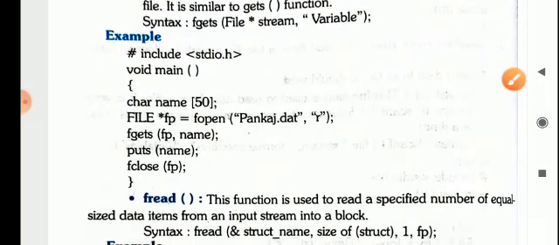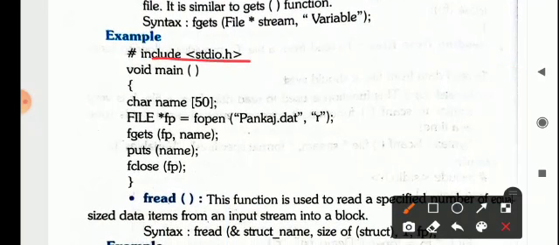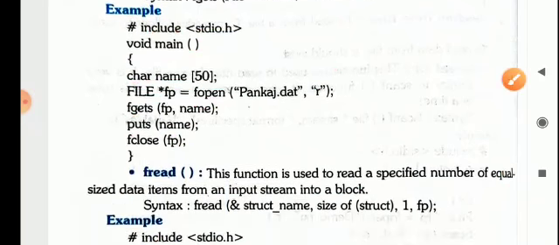Now next is #include <stdio.h>, void main. Then char name[50], which means it can hold up to 50 characters. It can be less than but not more than 50. Now open the file pankaj.dat, again with r for reading mode. fgets(fp, name): so what will happen? The name will be taken from the fp file, and whatever name has been fetched from the file will be displayed on screen, and then close the file.